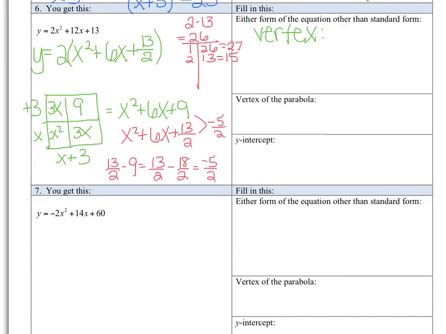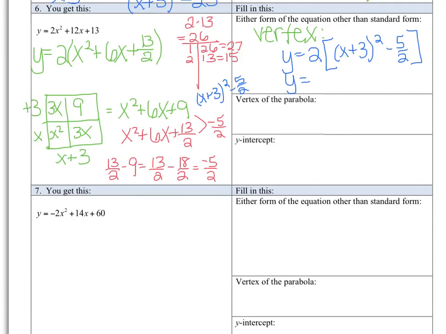This is going to simplify into x plus 3 squared minus 5 halves. So my vertex form is going to be y equals, now remember we just did what's inside the parentheses, so we have 2 times x plus 3 squared minus 5 halves. We need to multiply out the 2, but remember we don't distribute it to what's inside the binomial, so we have y equals 2 times x plus 3 squared, and then 2 times negative 5 halves is negative 5. And that is our vertex form.